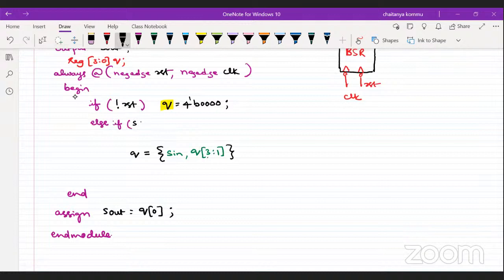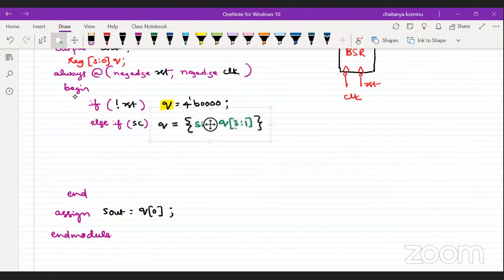I need to talk about SC, shift control. If the shift control is true, it has to perform the right shift operation. For example, if it is not there, else shift control is not there, what has to happen? The left shift operation. What is the left shift operation? Can anybody from the class tell me the answer for this? Right shift, I told you. You can type it in the chat box or you can speak also.